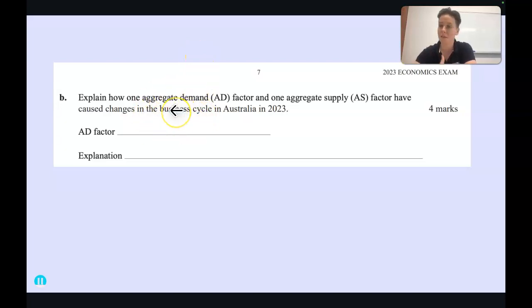We then need to link it to the business cycle. So if we've got a decrease in aggregate demand, just think, what phase of my business cycle might I be in? And that's going to fit really nicely with a contraction. So during a contraction, we see aggregate demand falling. So there must be a link between those two.